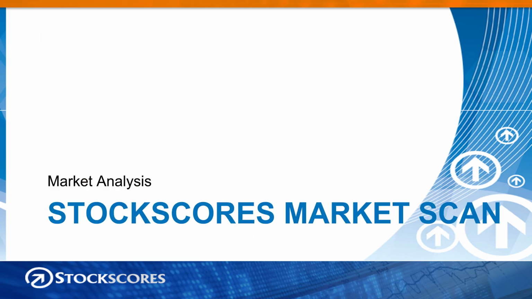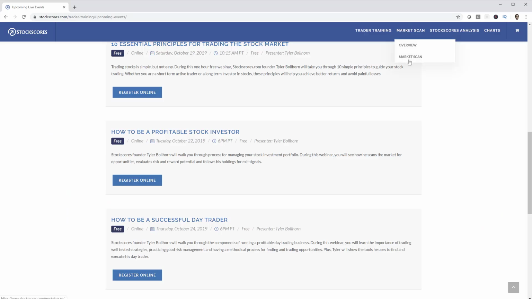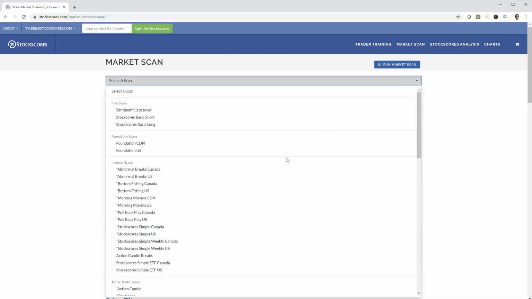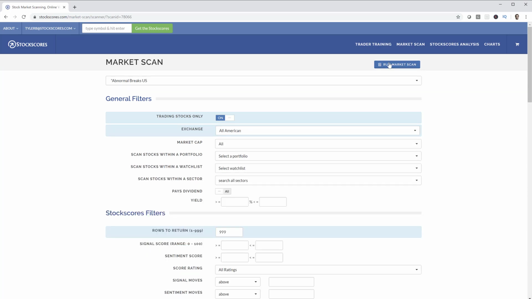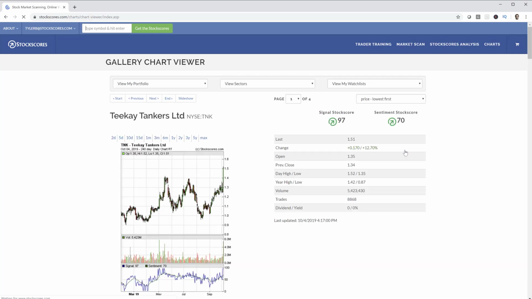All right, so I'm going to jump over to the Stockscores market scan, and we will go into here and select market scan. And this week what I'm going to do is run the abnormal breaks on the US market. We had a little bit of a bounce back at the end of the week, so let's see if that generated any good charts. And so we can see that the scan found 38 candidates, and I'm going to view these in the gallery viewer, which means I look at 10 per page.